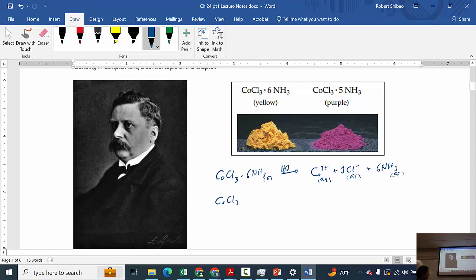If we look at cobalt chloride with 5 ammonia stuck in the lattice, this is water soluble as well. The inventory of species we're going to get would be cobalt-3, 3 chlorides, plus 5 ammonias. So one of the spaces is empty in the lattice, and this is capable of absorbing 1 more ammonia. If it absorbs 1 more ammonia, we get 6 ammonias in there, and it changes the color like this. This is it.